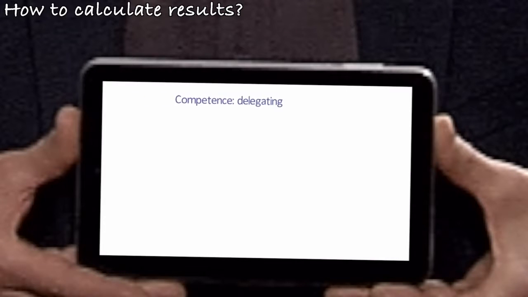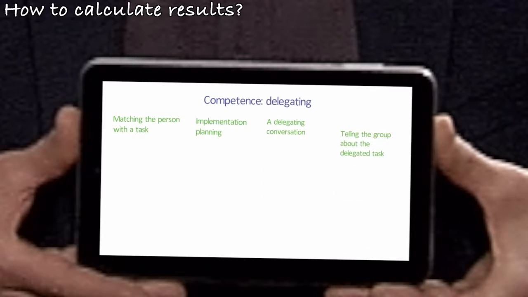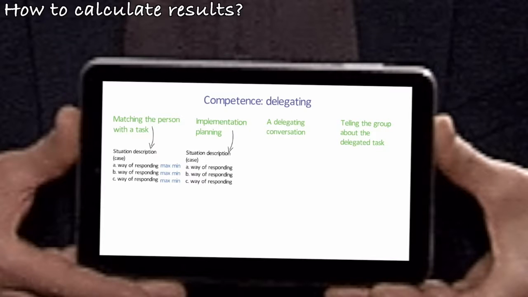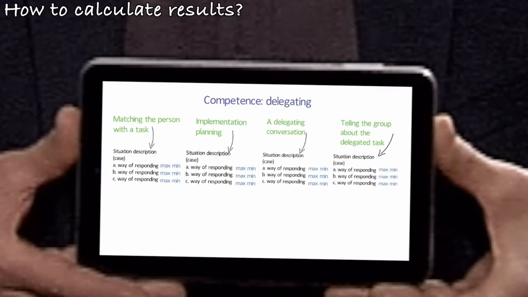The study of each competence consists of 3 to 5 descriptions of situations, cases, representing different aspects of a particular competence. Let's take a look at the delegating competence example. The delegating competence consists of 4 aspects: matching the person with a task, implementation planning, a delegating conversation, telling the group about the delegated task. Each of the aspects is studied using just 1 case. The result is the average of the results calculated from particular cases, calculated as follows.